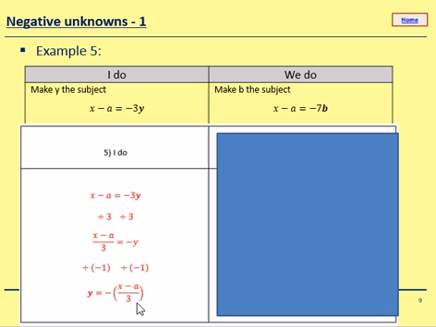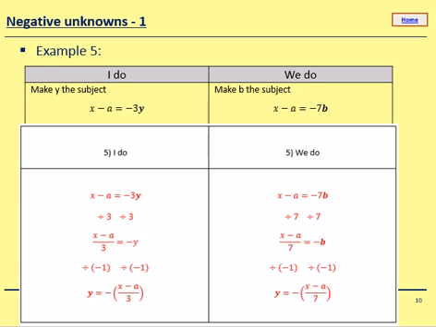Please pause the video here and try the we do for yourselves, following the steps. So for the we do, first off we divide by 7 to give us x take away a divided by 7 equals negative b. And then we divide by -1 to get negative b to positive b. So this should say b equals negative bracket x take away a divided by 7 close brackets. Well done if you got that right.